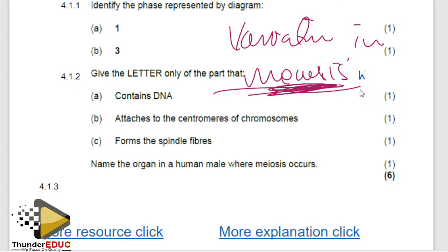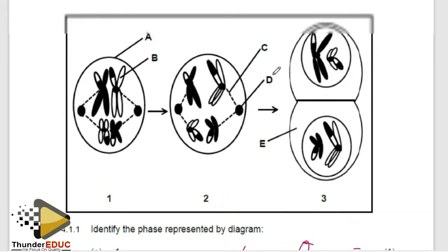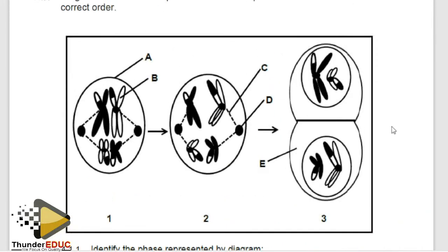So please don't go to the paper without knowing the process of crossing over. Don't go to the paper without knowing anaphase. Don't go without knowing metaphase 1, metaphase 2, anaphase 1, anaphase 2. Those we are likely to bring. Division of the cytoplasm, what does it mean? It is called cytokinesis.